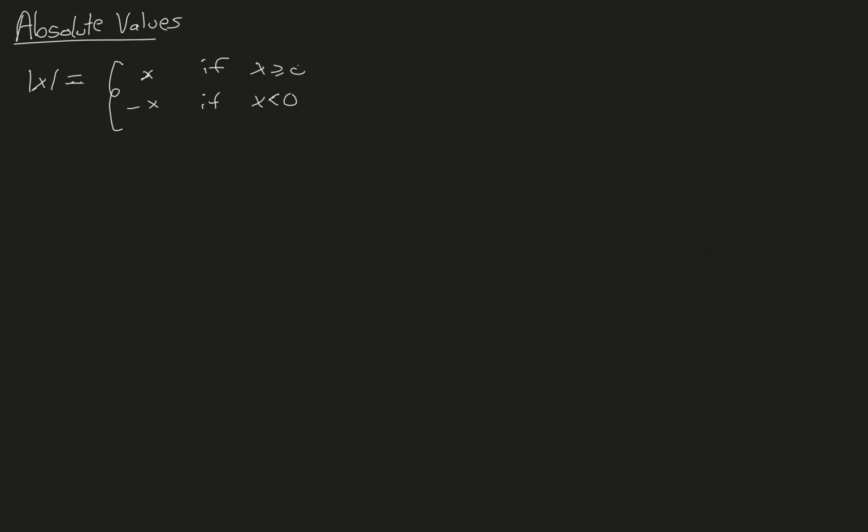So, the definition of absolute values, and remember this: absolute values can also be called modulus. The definition of absolute value, as we know, is that it always spits out a positive number. If you put in a positive number, you get a positive number. If you put in a negative number, you get a positive number. This is more or less the definition of it.